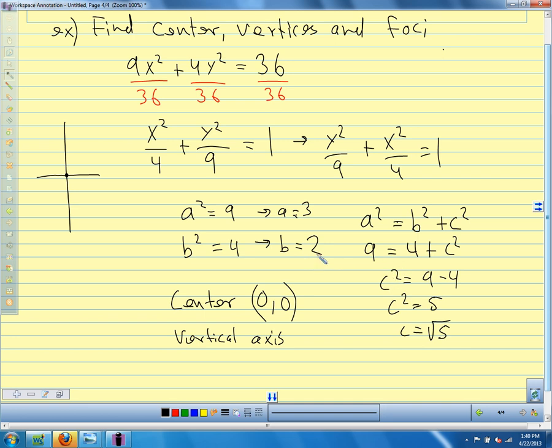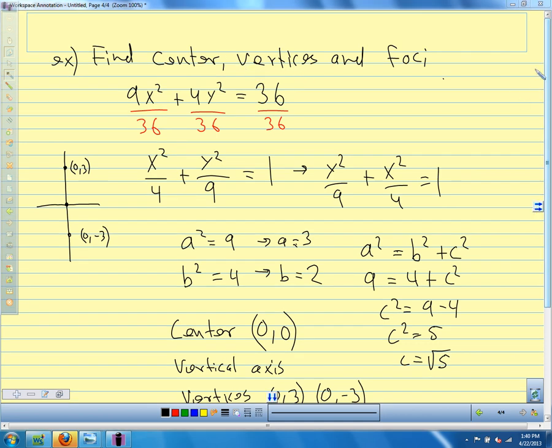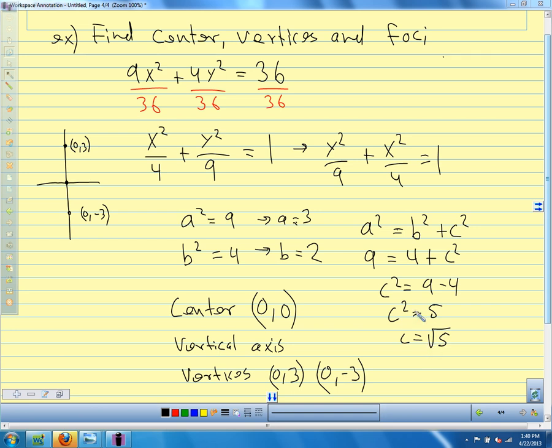A tells us the distance from the center to the vertices. So I'm going to go up 3. So this is going to be (0, 3). And I'm going to go down 3, (0, negative 3). So my vertices are at (0, 3) and (0, negative 3). I've gone up and down 3 units from the center. Did it ask us the co-vertices? No, just the vertices. And the focus, each focus is going to be c units up and down from the center. So this is going to be (0, square root of 5) and (0, negative square root of 5) would be my two foci.